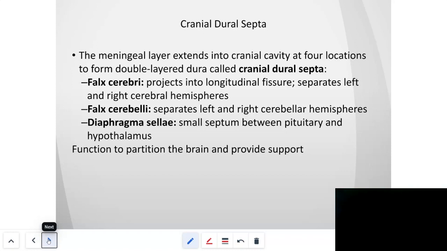Then we have the falx cerebelli. Don't get confused with the words cerebri and cerebelli. This one separates only the cerebellar hemispheres, and it goes longitudinally. And the last one, which you have to know, and I'm just giving you a little wink and a little hint here, it's going to be on the exams, on the quizzes, is the diaphragma sellae.